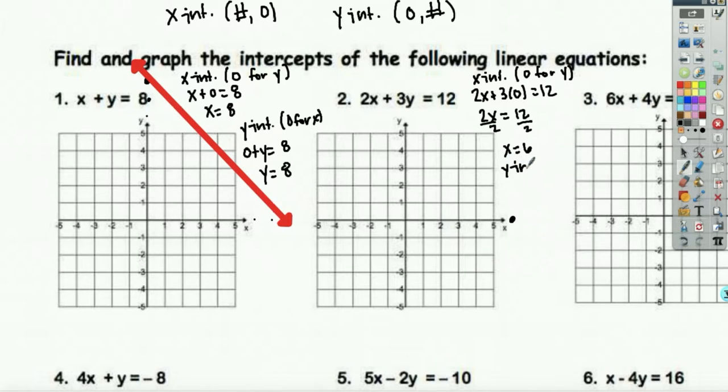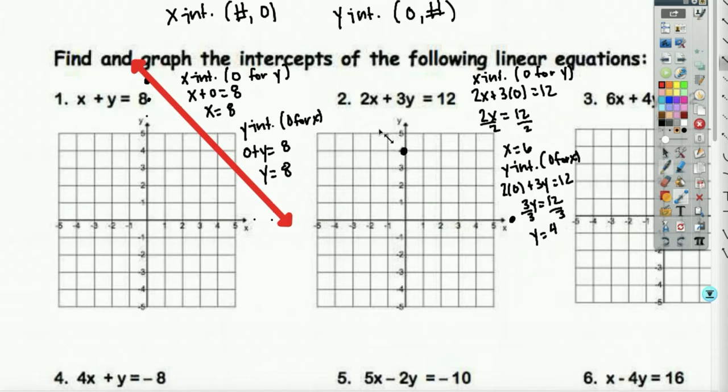Now we'll get our y-intercept the same way. So this time we're going to plug in 0 for our x. So we're going to say 2 times 0 plus 3y equals 12. 2 times 0 is 0. So we'll have just 3y equals 12. Divide both sides by 3, and we'll get that y is equal to 4. So we'll go to 4 on our y-axis, put a point, and once we have our 2 points, we'll connect them. And that will give us our line for 2x plus 3y equals 12.